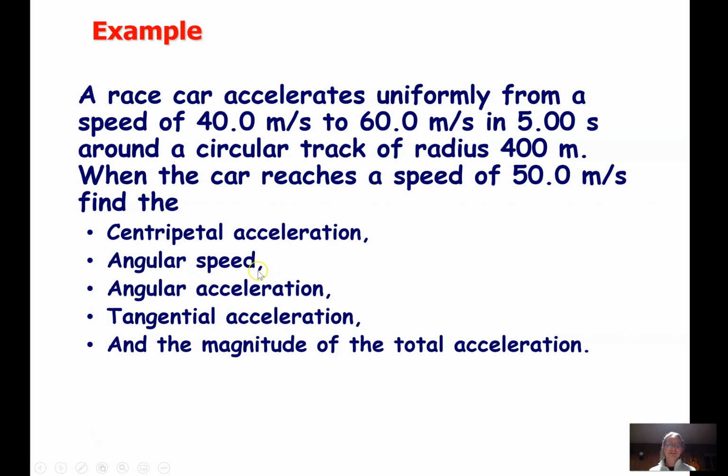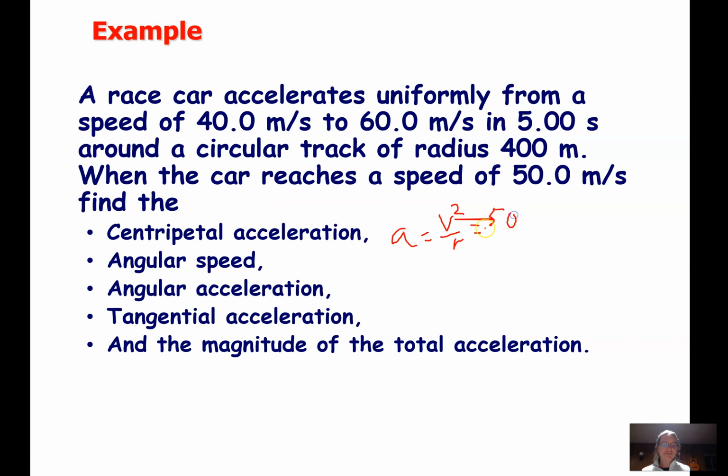So, a race car accelerates uniformly from 40 to 60 in 5 seconds around a circular track of 400 meters, and the car reaches a speed of 50 meters per second. Find the centripetal acceleration. Well, guys, this is kind of an oldie, but a goldie. Centripetal acceleration is just your v squared, your speed, divided by your r. So you're just squaring your 50.